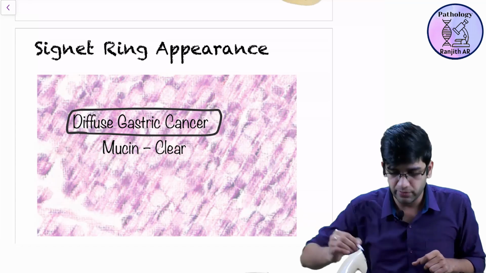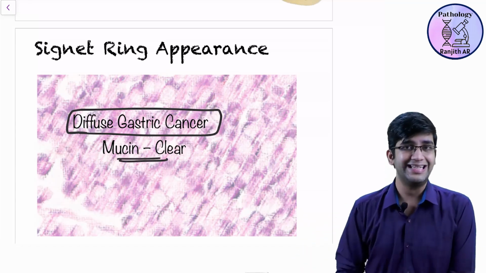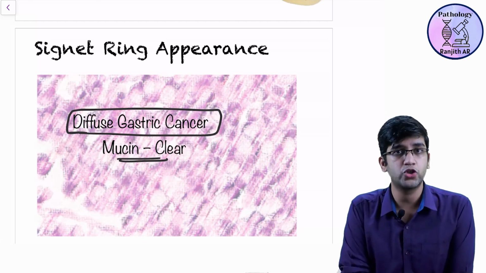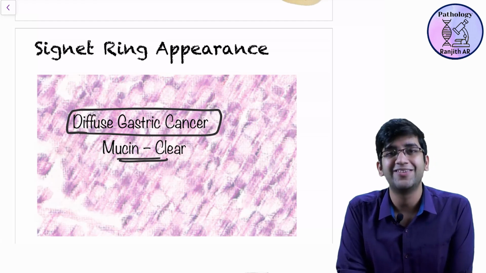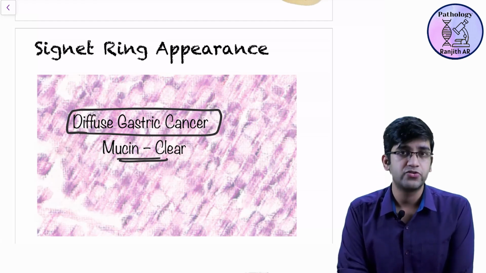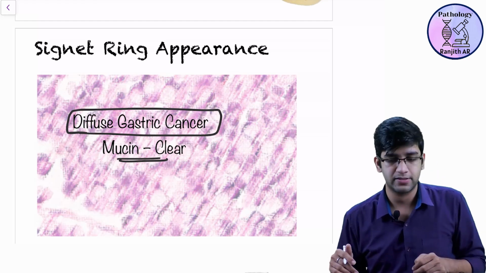I've just put one more information here. This you guys already know. Mucin means it will be clear. In microscopy, mucin is going to be clear. That information also I can use to diagnose some tumors. We'll see what it is. Fine. Signet ring carcinoma seen in diffuse gastric cancer. That's the second unique pattern.